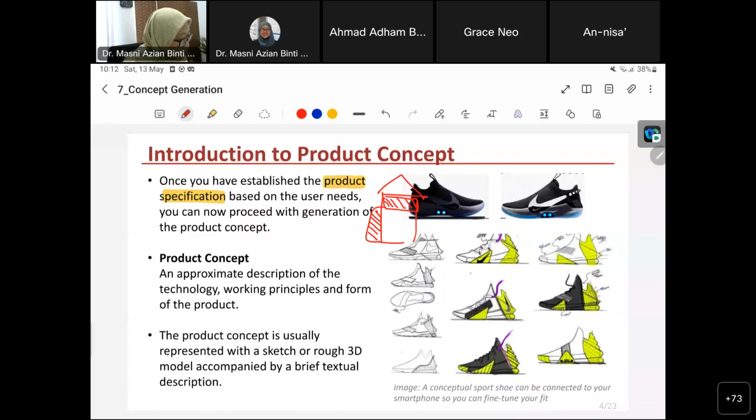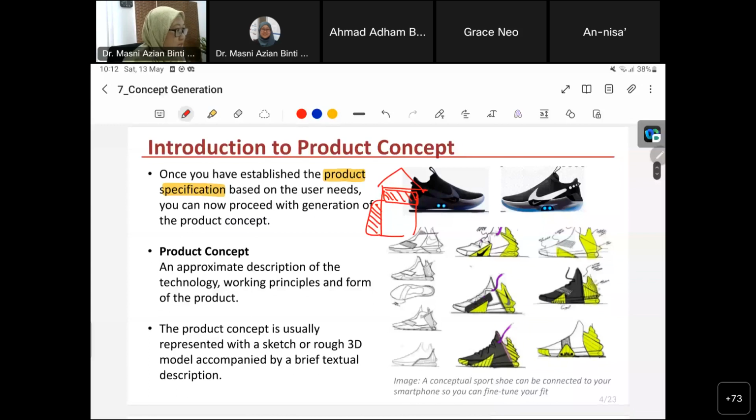Okay, so what is a product concept? Product concept is basically a general idea, an approximate description of the technology, of the working principle, of the design, and the form of the product, basically, how it looks like. As you can see in the figure on the right side here, this is an example of a conceptual sport shoes. The idea is that instead of having just a normal sport shoes, you want to be able to connect the sport shoes to your smartphone. It's like an IoT based kind of product so that you can fine tune your feet. Maybe it can measure your number of steps, it can measure your activity related to your health and fitness.